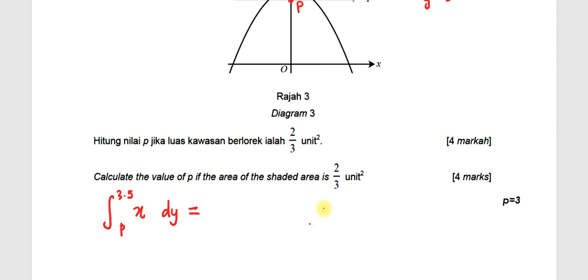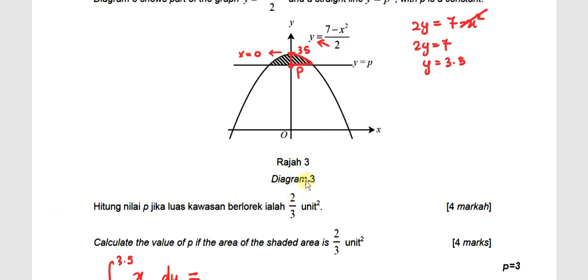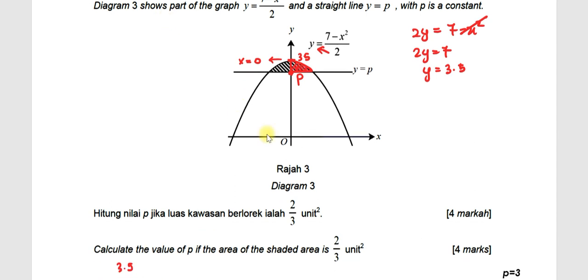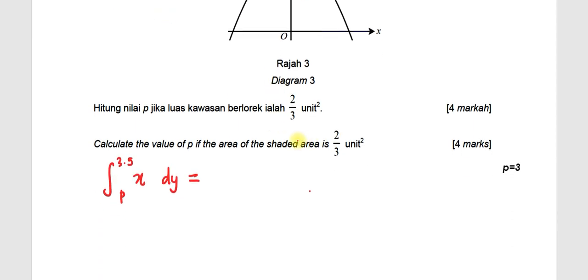And then guys, please take care, beware. The 2/3 for the whole shaded region, we only take half of it. Correct or not? Jangan lupa kita ambil half sahaja. So don't take 2/3 lah. The 2/3 must be divided by 2 lah. So divided by 2 also meaning half of it. Correct or not? Half of it. Okay?